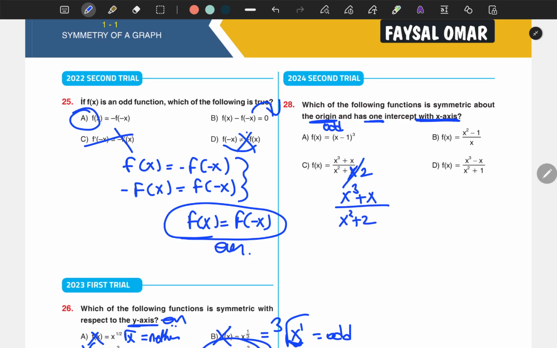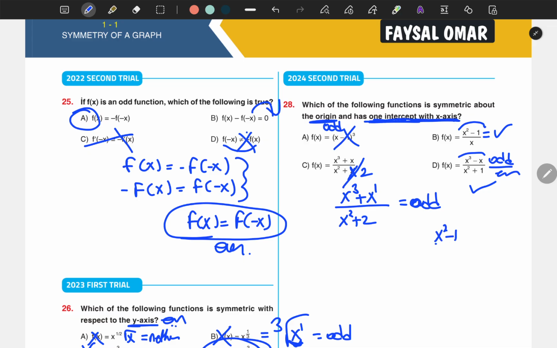Okay, I have to first look for an odd function. The top is even, the bottom is odd, which means odd. The top is odd, the bottom is even. This one, yes. Look at it. The top is odd, the bottom is even, so it's odd. But it says that there is one x-intercept. This one is not even.